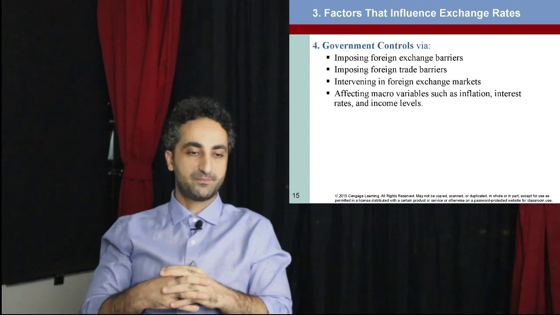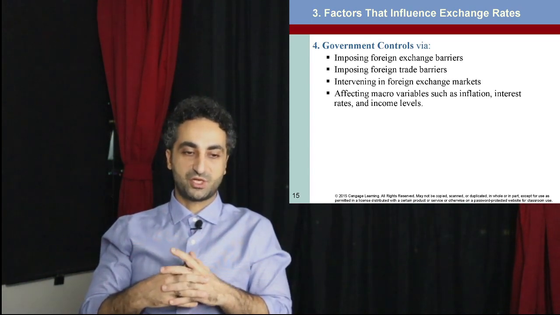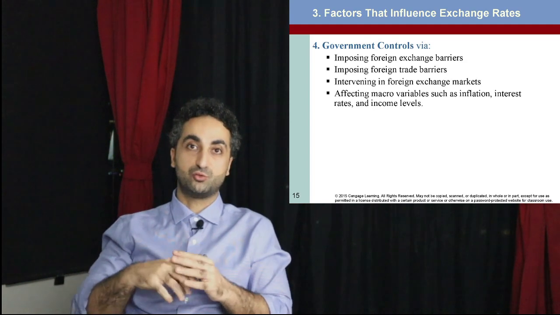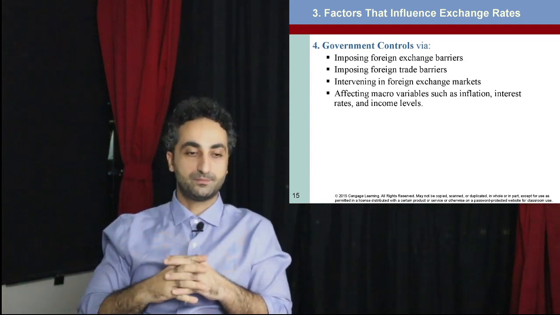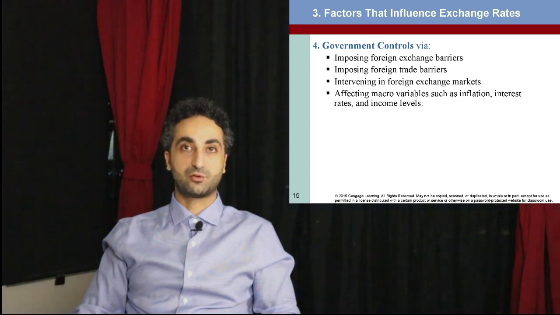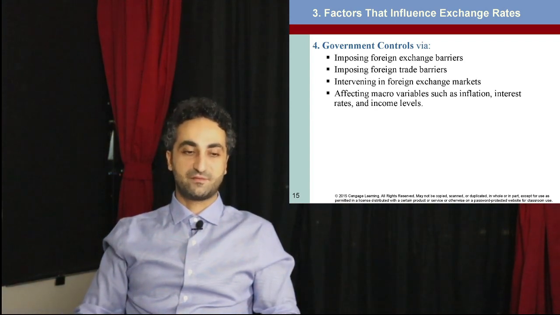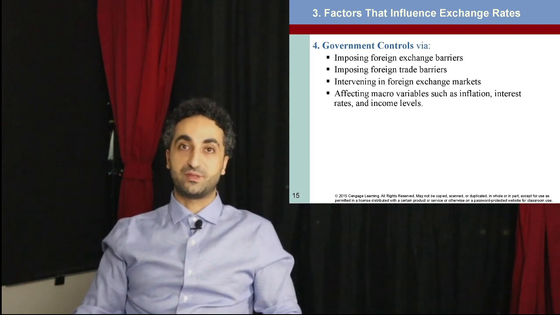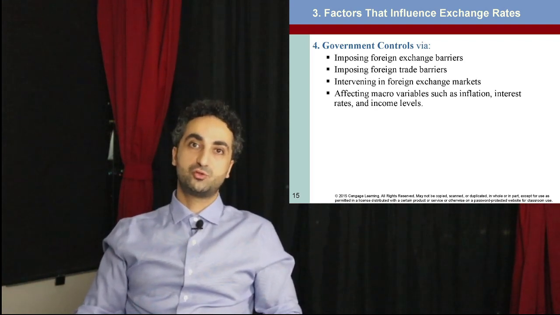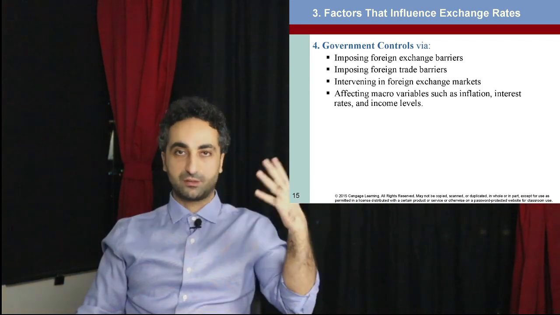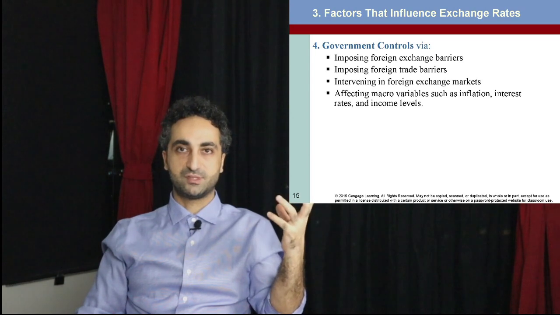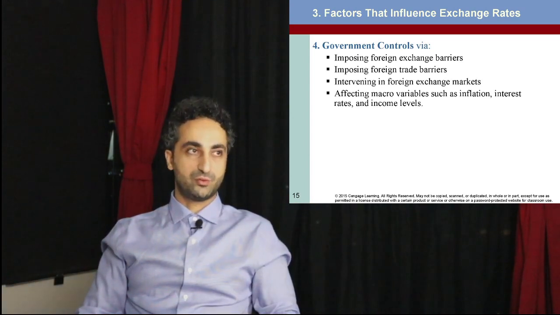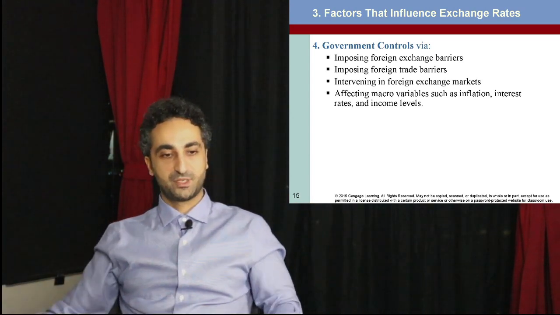Similarly with trade, intervening in foreign exchange markets, so they start to do something in other markets to affect the price at home, affecting macro variables such as inflation, interest rate, and income levels. So some governments play with these factors just to fix or increase or decrease based on what they want to do, based on the policy and what they want to do with the exchange rate.